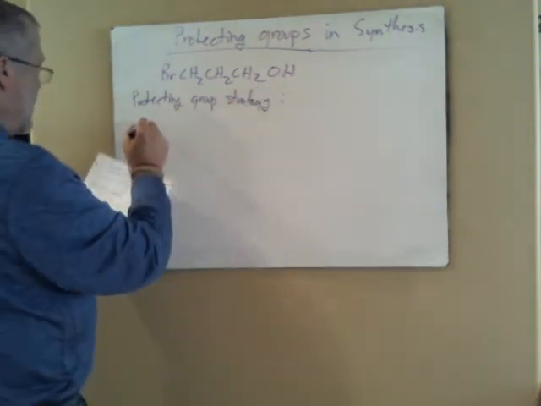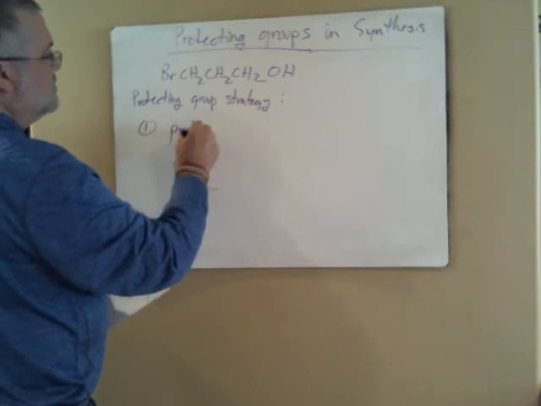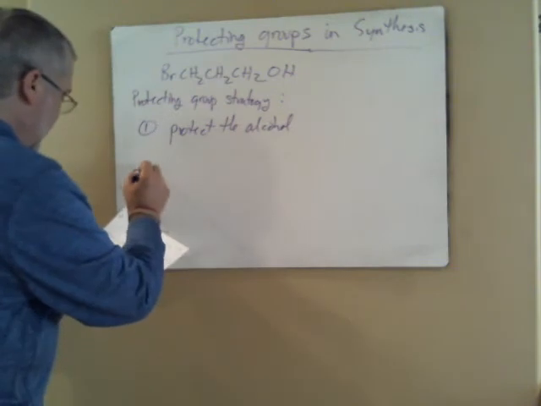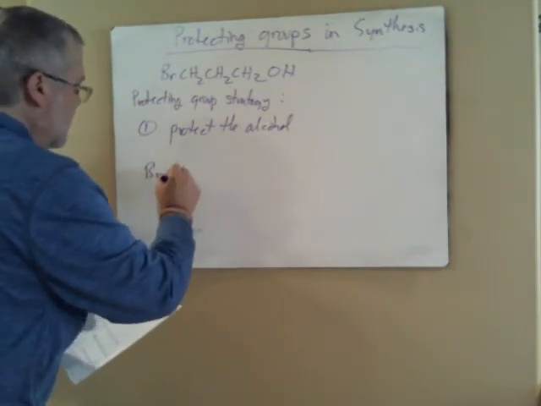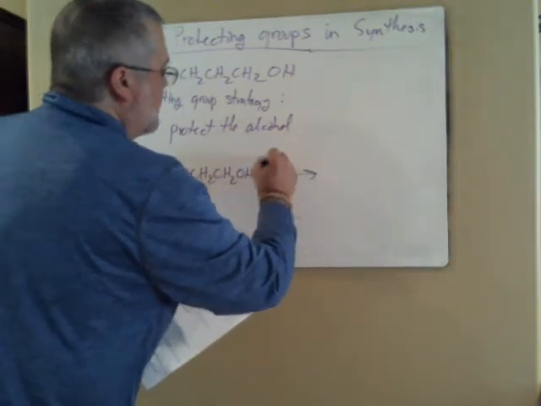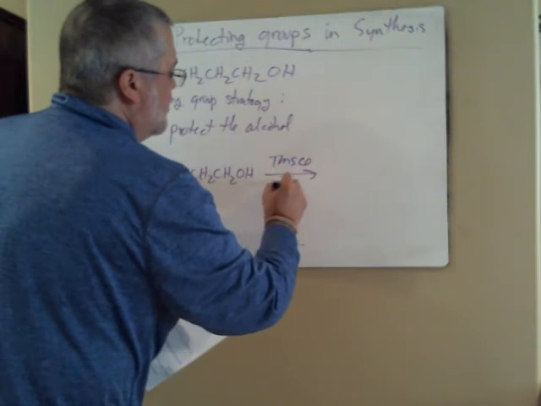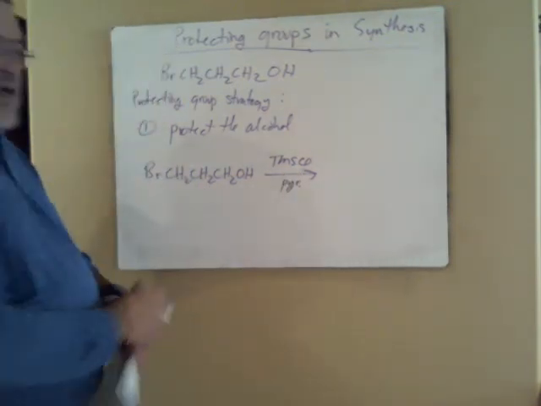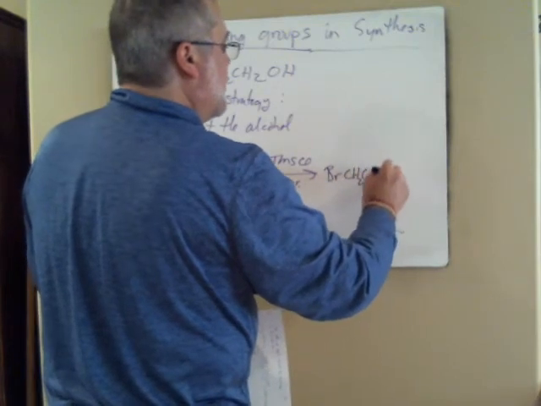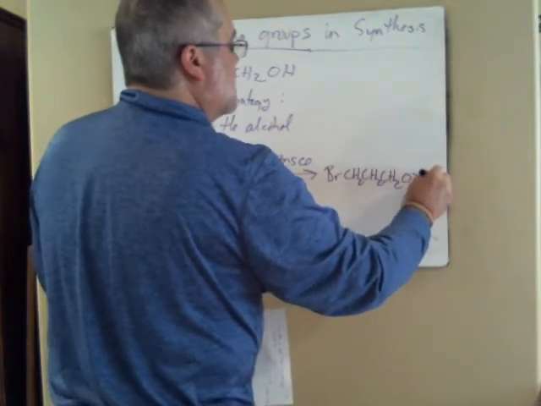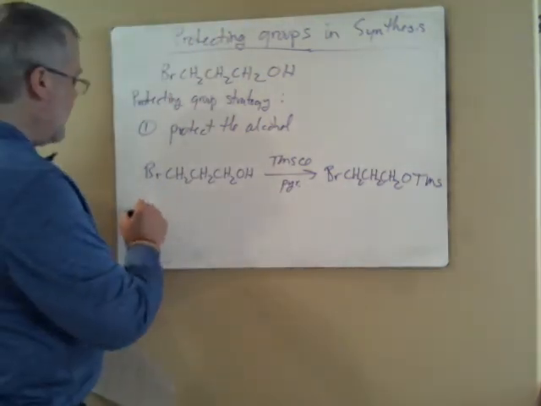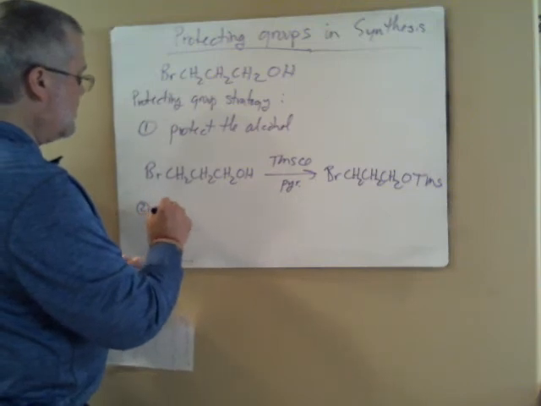And so the first thing I'm going to do is protect the alcohol. And so to do that, I'm going to take my halohydrin and I'm going to react it with TMS chloride in pyridine. Okay, and so that's going to then do the reaction on the alcohol, and I'm going to form the TMS ether. Then I am free to make the Grignard.